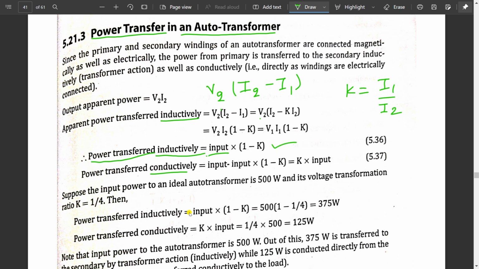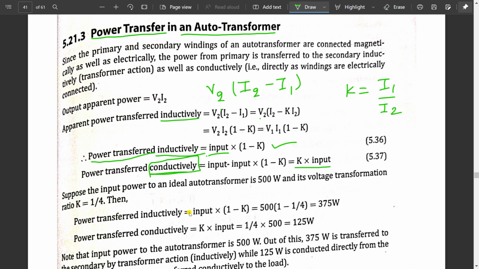We know that after the inductively transferred power of input into 1 minus K, the remaining power is transferred conductively, which is equal to input minus input into 1 minus K. That is simply K into input power.